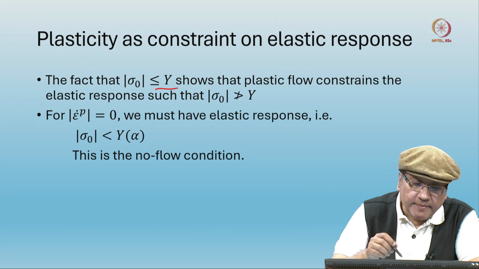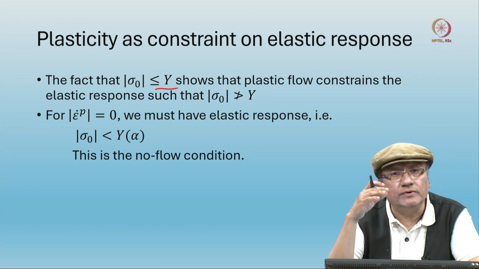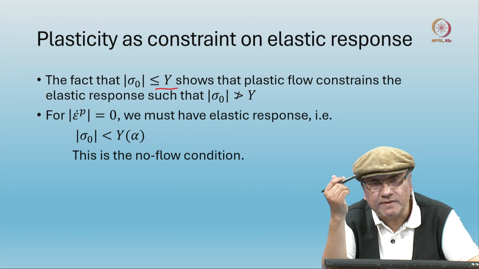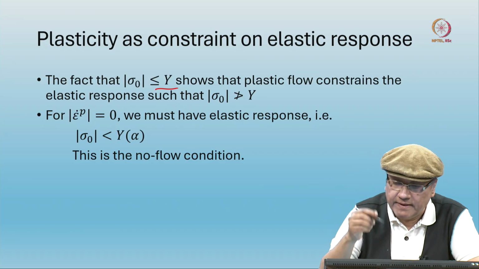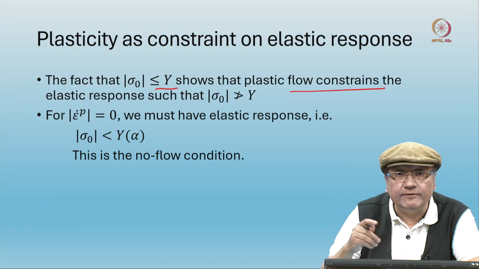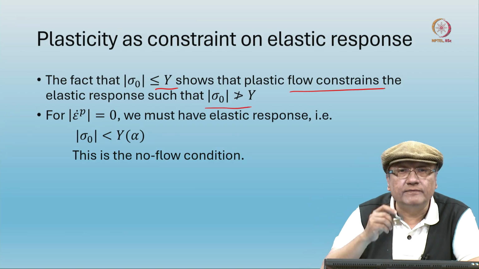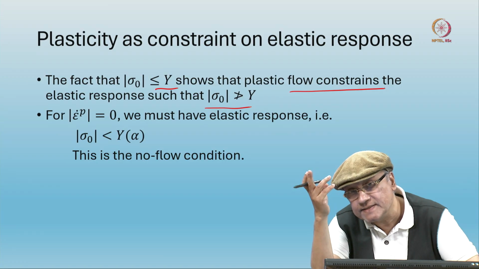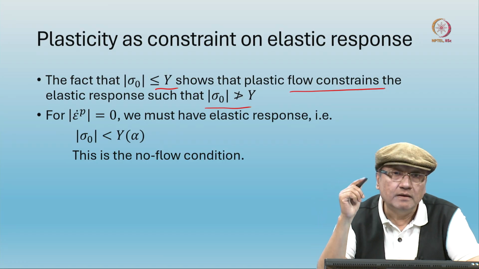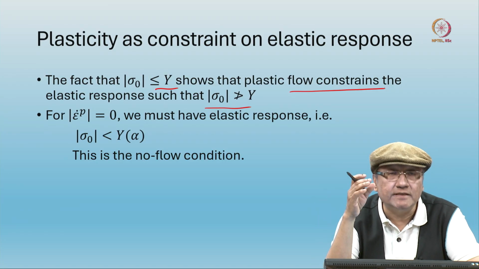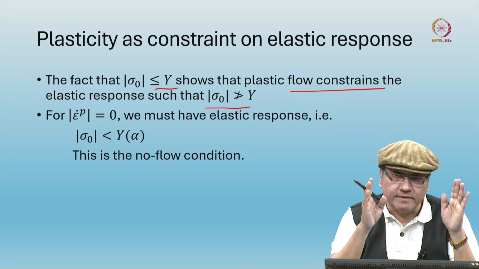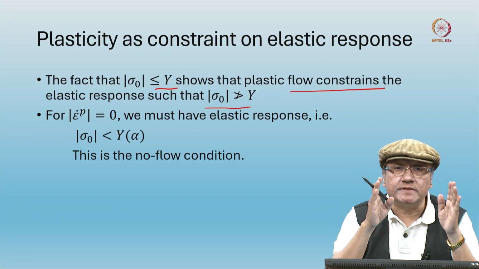Okay, but when modulus of sigma 0 is equal to Y, that is possible, and then plastic flow will start occurring, and therefore plastic flow constrains the elastic response such that this modulus of the deviatoric stress can never exceed the flow resistance Y. Alright, it is a constraint. So, plastic flow should be thought of as a constraint on the elastic response of solids.